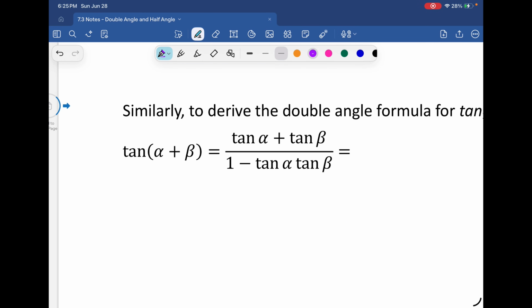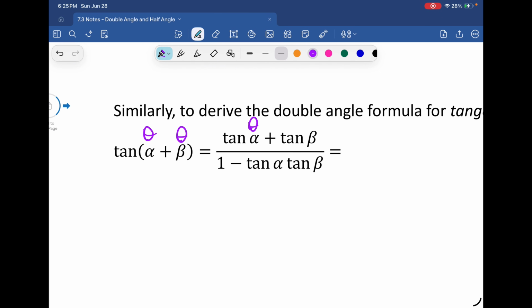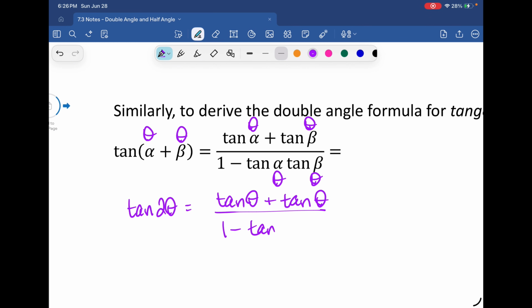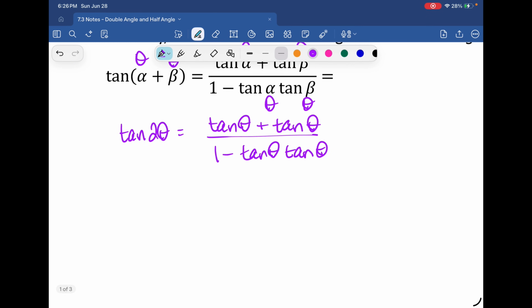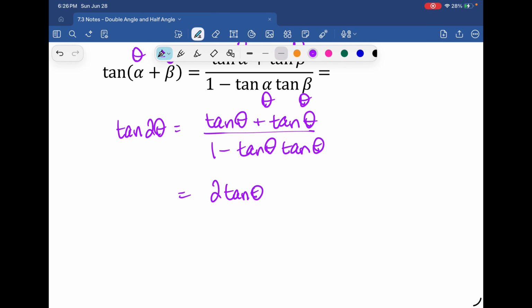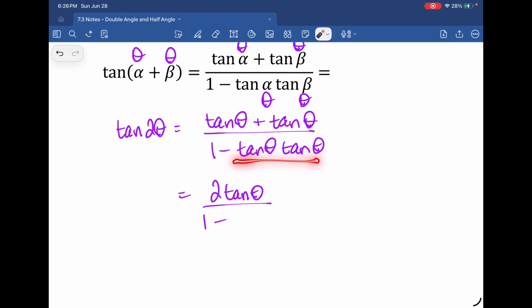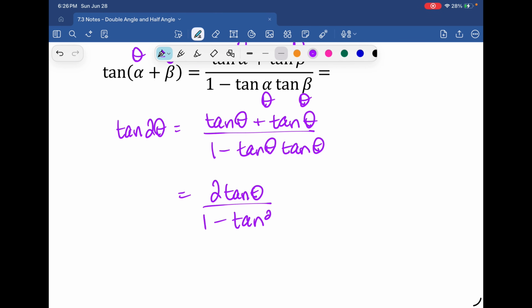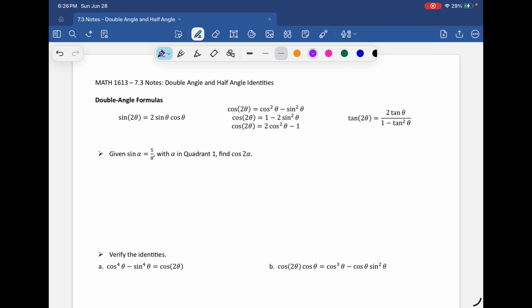Same idea with the double angle for tangent. Replace alpha and beta with theta. So we get tangent 2 theta equals tan theta plus tan theta over 1 minus tan theta tan theta. If we simplify that, I've got 2 tangent theta in the numerator because I have tangent plus tangent. And in the denominator, 1 minus tangent times tangent, tangent squared. So to put those all together: double angle for sine, all the variations for double angle cosine, and then double angle for tangent.